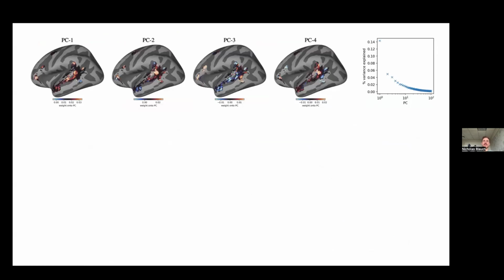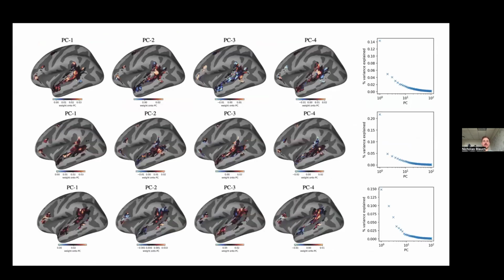So just to show you, this is a general pattern. Here's 3 more subjects, and it's the same story in each of them. That first component is always pretty much positive and explains the most variance. And then we get these finer grained differentiations within the other later components.